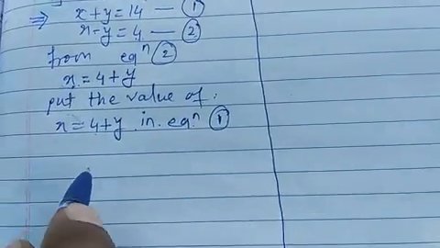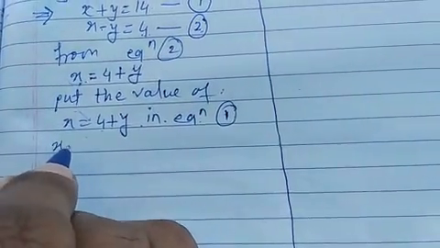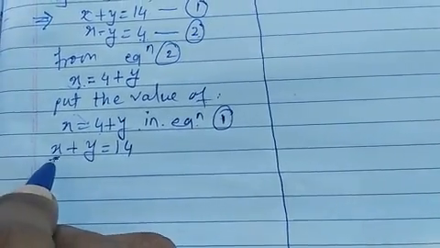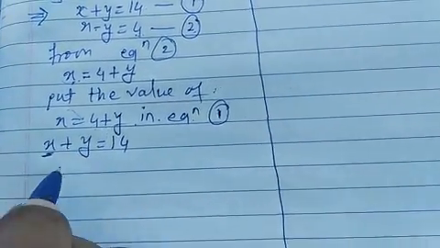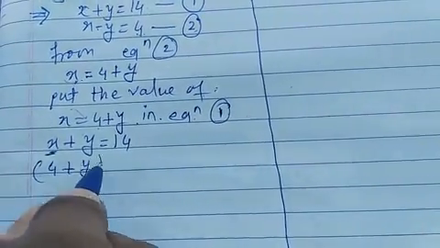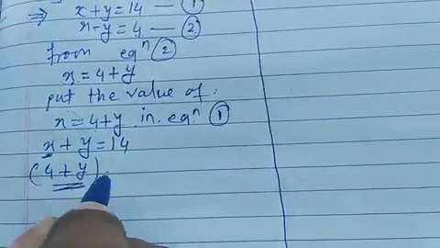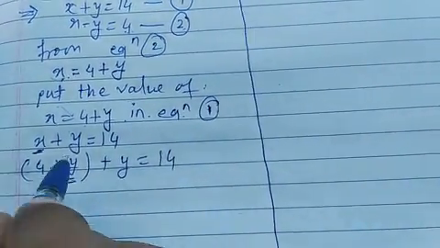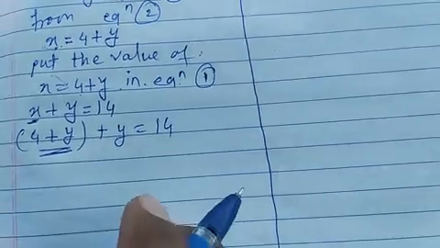So I will write equation first. What is equation number first? Equation first is x plus y is equal to 14. So I will replace this x with its value, that is 4 plus y. Instead of this x I will write 4 plus y, and this y will be as it is, equal to 14. As no minus sign is there, I will directly remove the bracket.